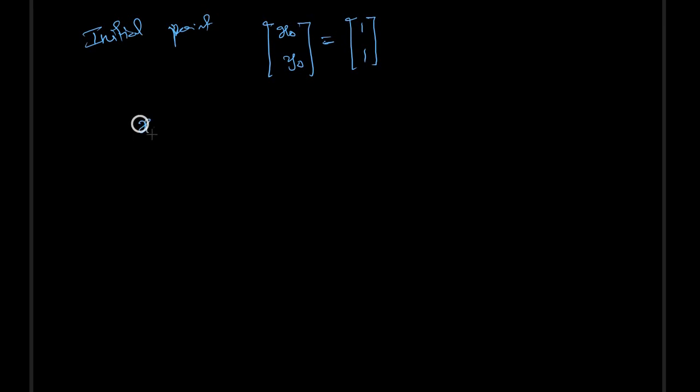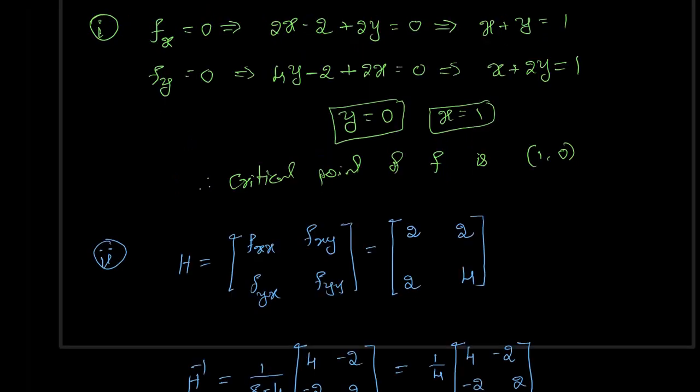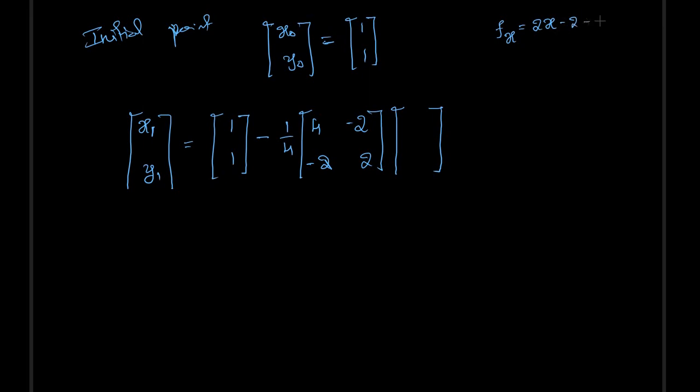So now x1 comma y1 equals x0, y0. I'm writing directly: [1, 1] minus 1 by 4 into [4, -2; -2, 2]. And what is fx at 1, 1 and fy at 1, 1? We already know fx. fx is 2x minus 2 plus 2y, and fy is 4y minus 2 plus 2x. So fx at 1 comma 1, you can see, is 2, and fy at 1 comma 1 is 4.